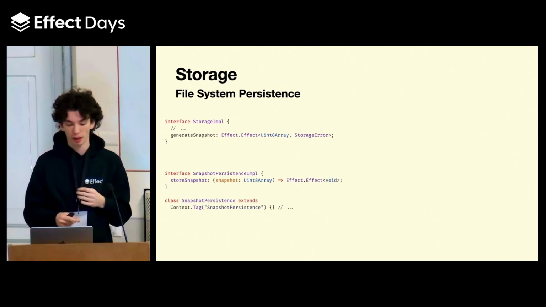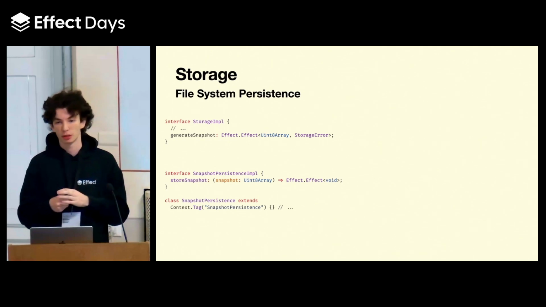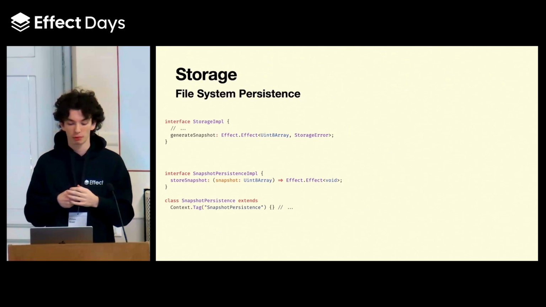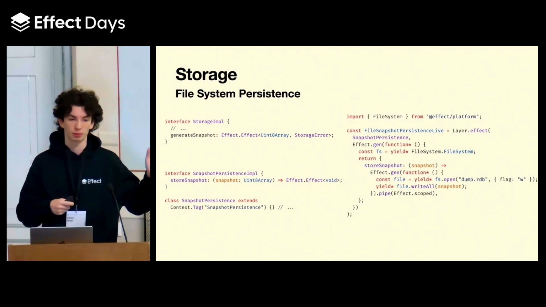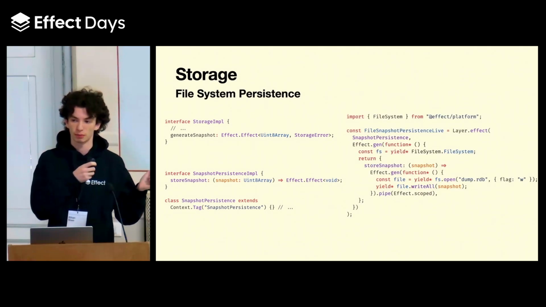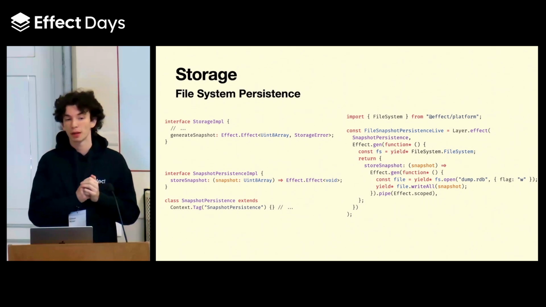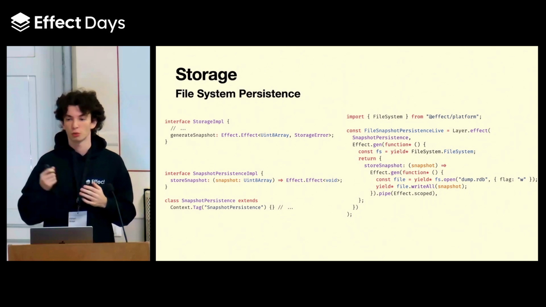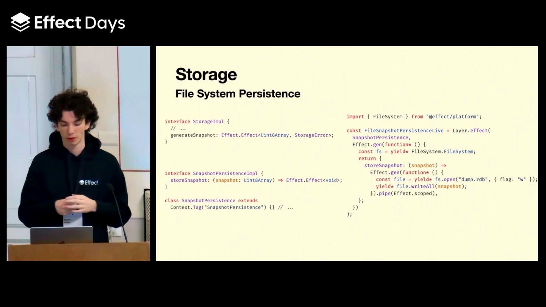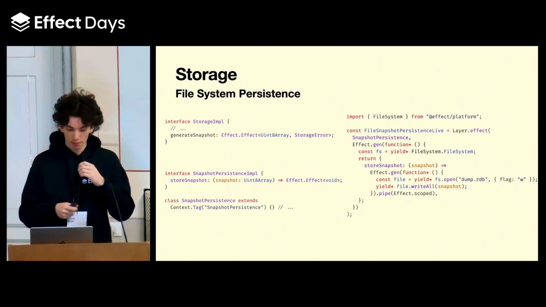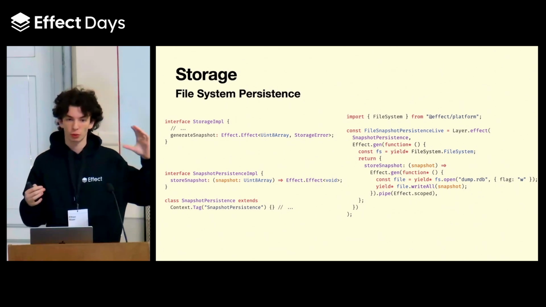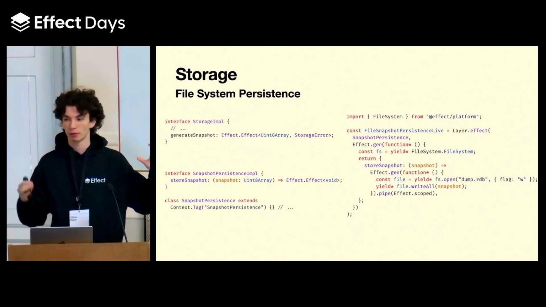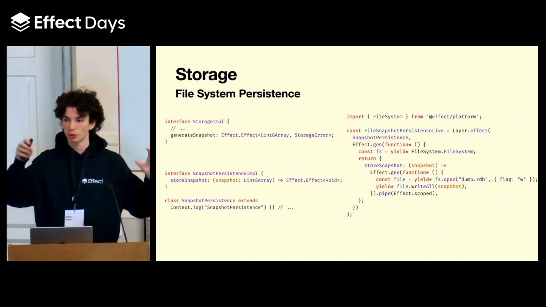Then I made a new service which represents a way to store a snapshot. It just takes in the byte array and then does something with it. One example is this file system version, which uses the file system module from Effect platform to write out that snapshot to a file. Now we have a storage that can generate a snapshot, and a persistence service which can store the snapshot.